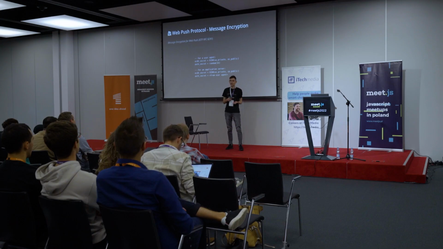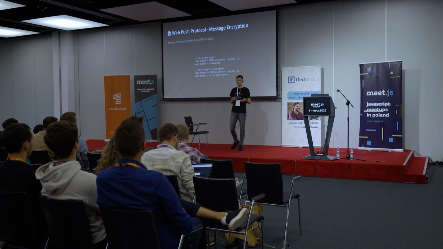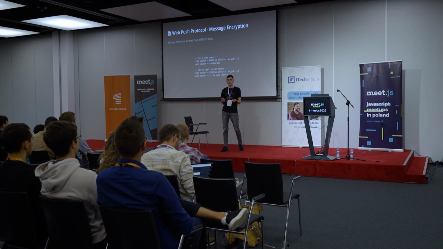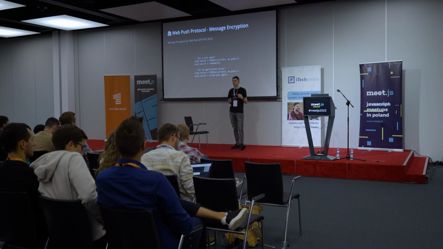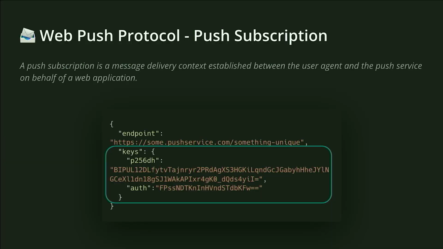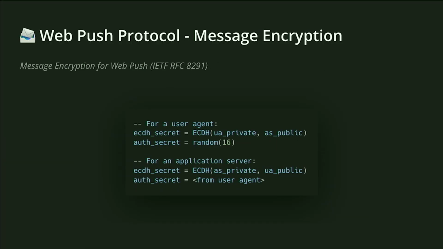And it gets this secret for decryption. And on the application server, we do the same, but we use our application server private key together with the public key from the user agent we have received here inside this push subscription object. And in order for this algorithm to work, we need this common information to synchronize between those two parties.